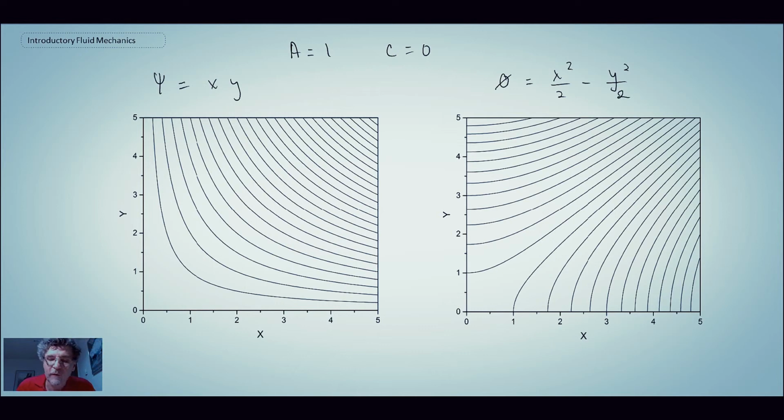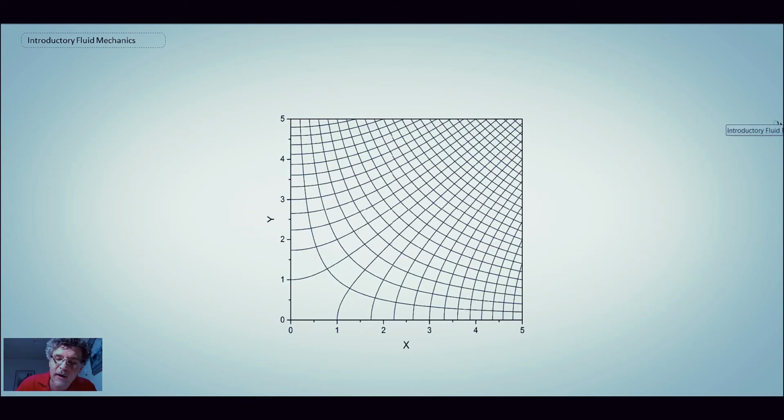Now if we overlay the two, they should be mutually orthogonal, and we'll take a look in the next slide, and certainly they are. So there you can see an overlay of the stream function and the potential function, and sure enough the lines are mutually orthogonal or perpendicular to one another.